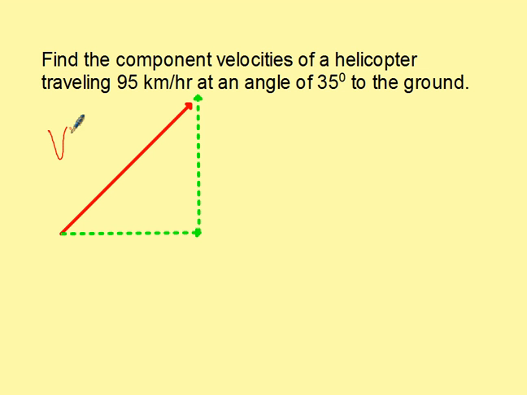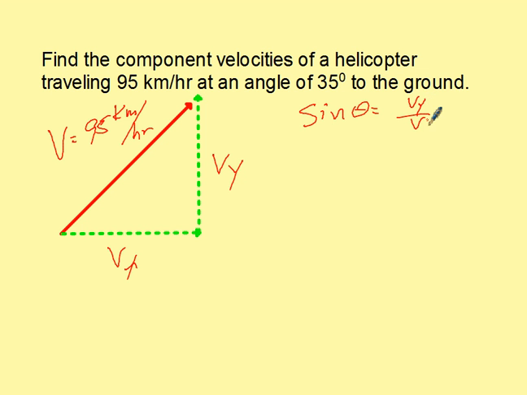Let's make this velocity here 95 kilometers per hour, and we're looking for velocity Y and velocity X. Remember that sine theta is opposite over hypotenuse, so that'd be the velocity of Y over the velocity, and cosine theta would be the velocity of X over the hypotenuse. So jumping right in, let's find the velocity of Y component. That'd be V sine theta.